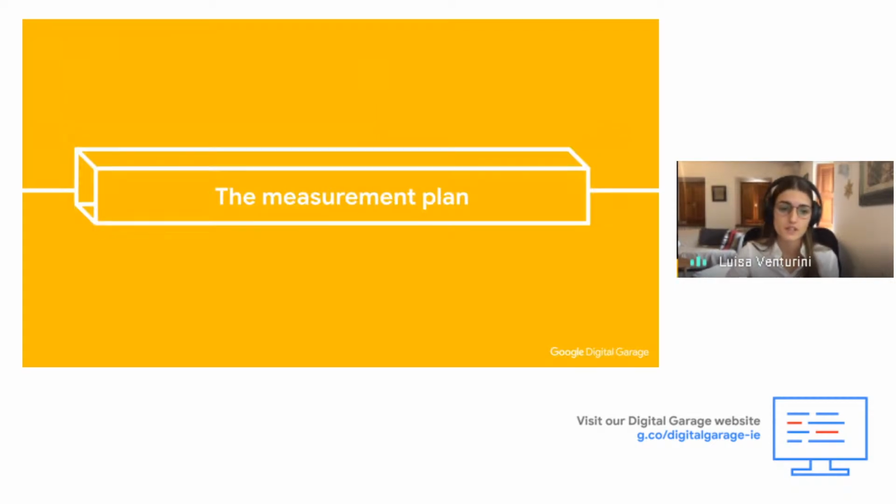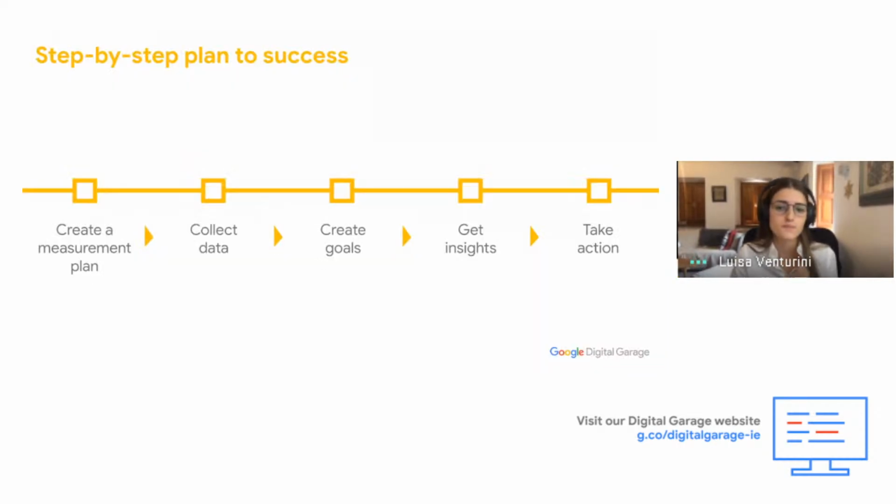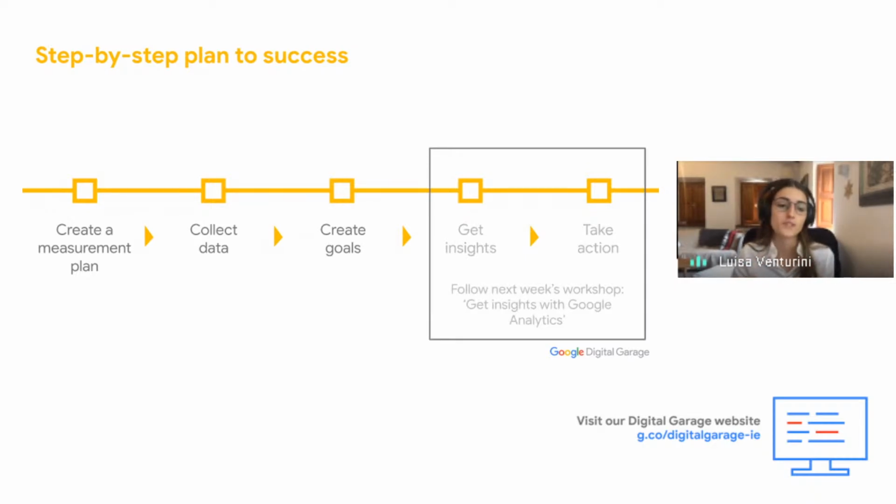So let's go into the first section, which is the measurement plan and how we're going to kick this off. Overall, a good step-by-step plan to success, as we would like to say, is: point number 1, create a measurement plan. 2, collect data points and just as many insights as we can get. 3, create goals. So really, how do we measure those? 4, get insights. So the insights is more, how do we understand patterns and trends and understand this data that we're collecting? And the 5th point would be, how do we take action? So what are the business decisions that we're taking off the back of that?